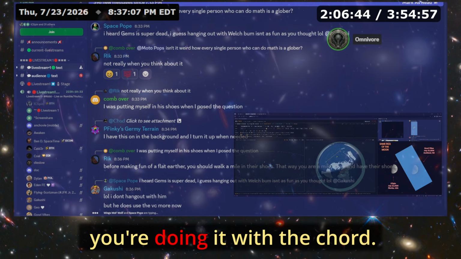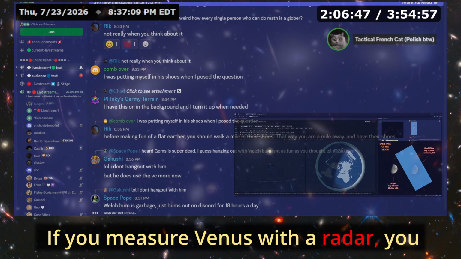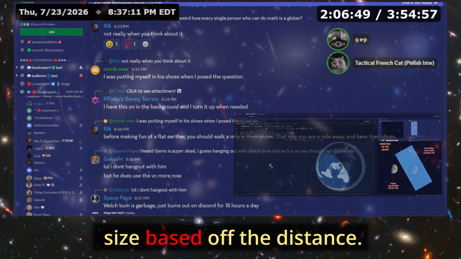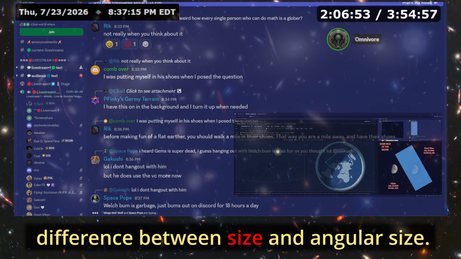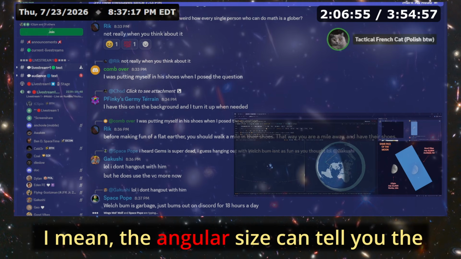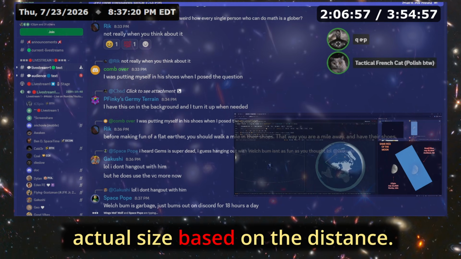Yeah, you can, because you're doing it with the chord. If you measure Venus with a radar, you can know its angular size based off the distance. Right, it's angular size, but I don't think Joe knows the difference between size and angular size. I mean, the angular size can tell you the actual size based on the distance.